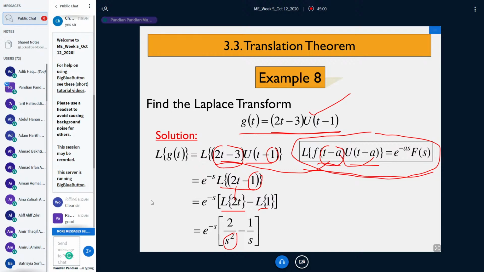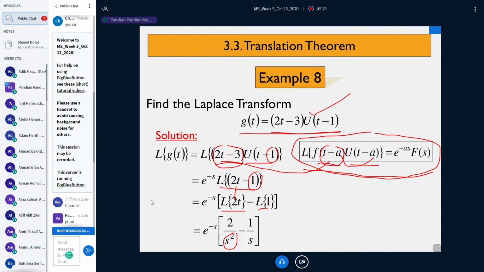2t minus 2 minus 1 equals 2t minus 1. This is the trickiest part, class. Watch this carefully, yeah? Like this, yeah.